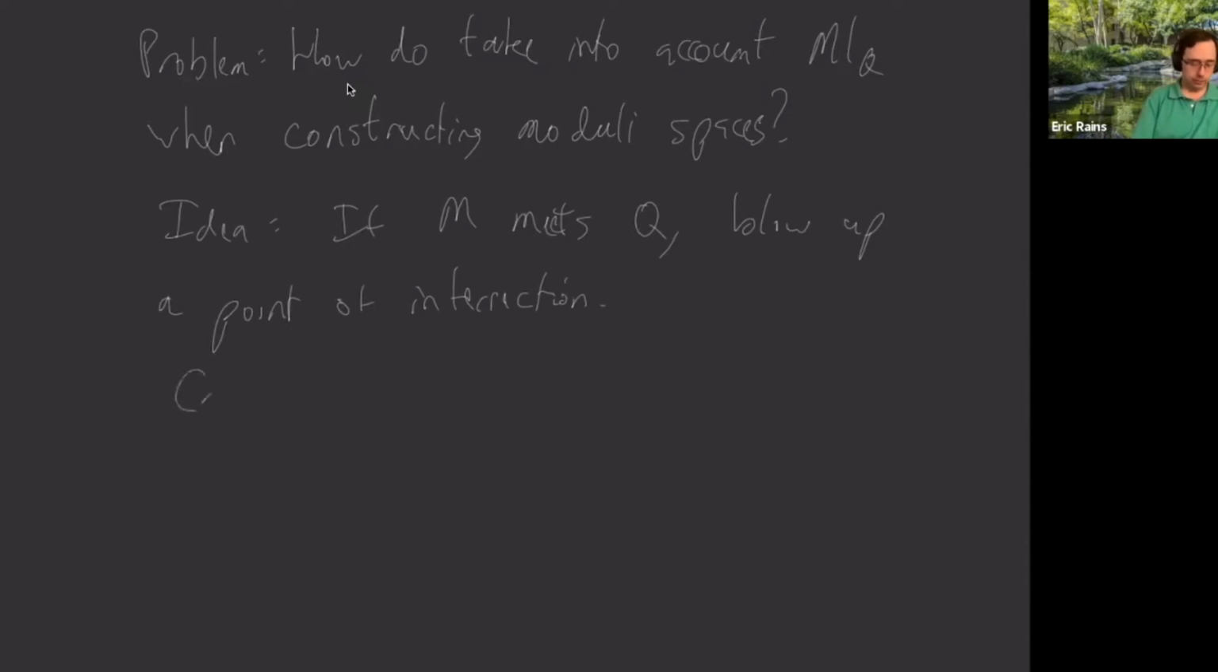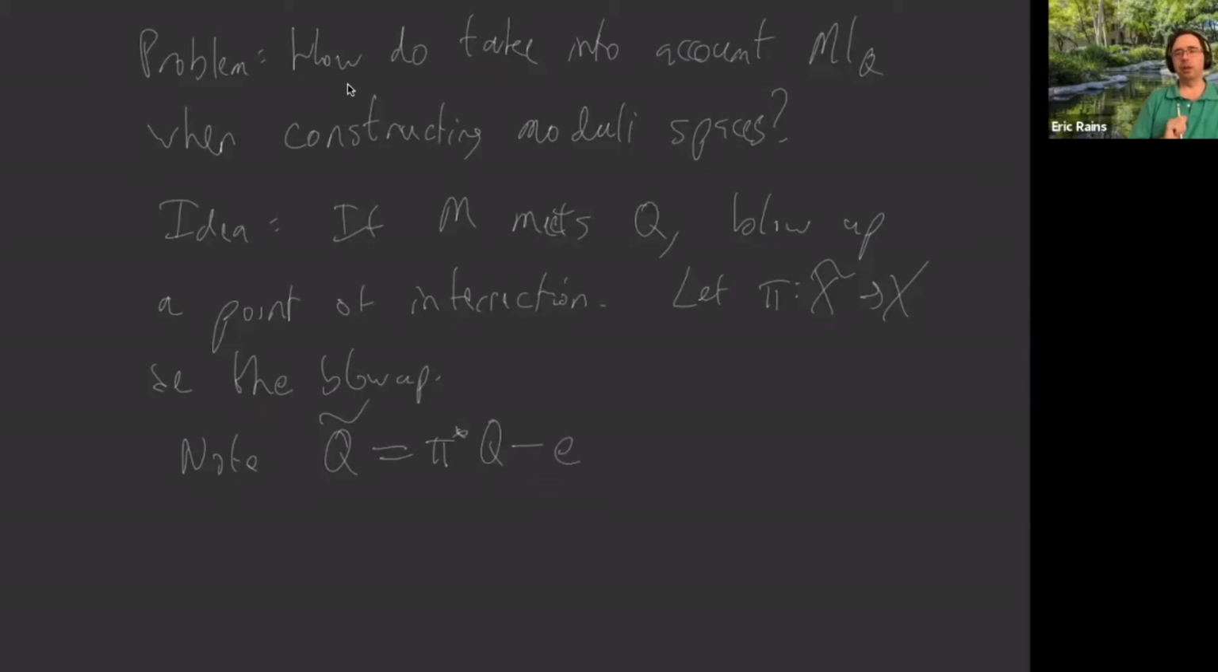There are two cases. Well, let me first say, let pi from x tilde to x be the blow up. The first thing we note is that there's a new anticanonical curve. What it looks like is you take the pre-image of Q, and then you remove one copy of the exceptional curve of the blow up.